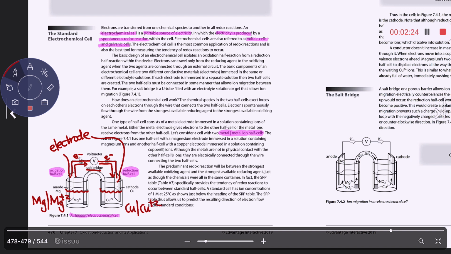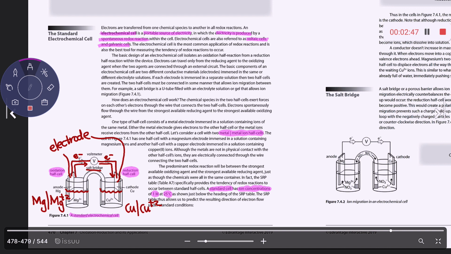And then in terms of the rest, anytime they're talking about standard cells, the concentrations of ions would be 1 molar and the temperature would be 25 degrees Celsius. Okay? And I think that's all we need to highlight on that page. Let's go to the next page.